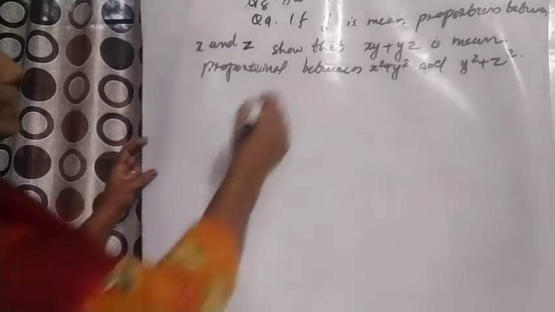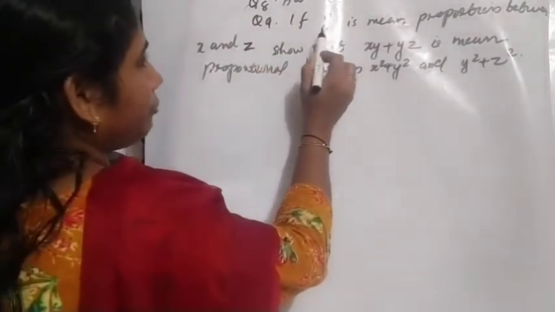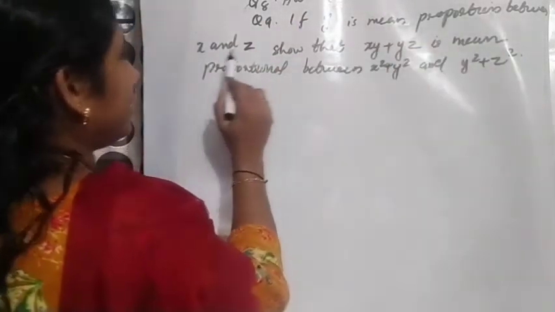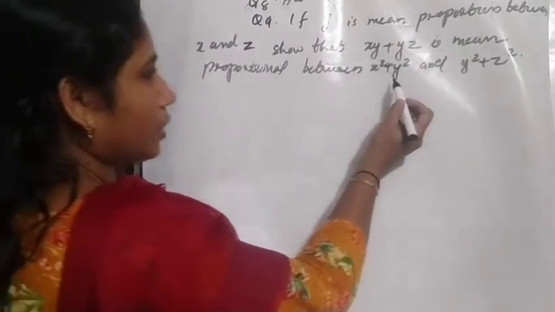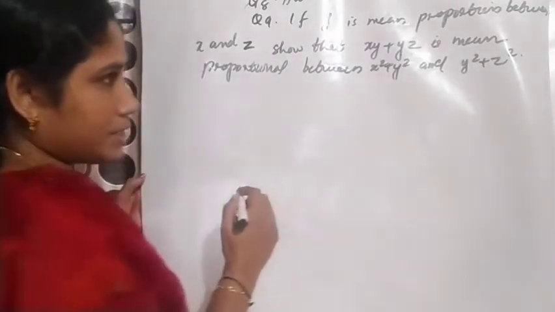Do question number 8 as homework. Now 9th question. If y is mean proportion between x and z, show that xy plus yz is mean proportional between x square plus y square and y square plus z square.